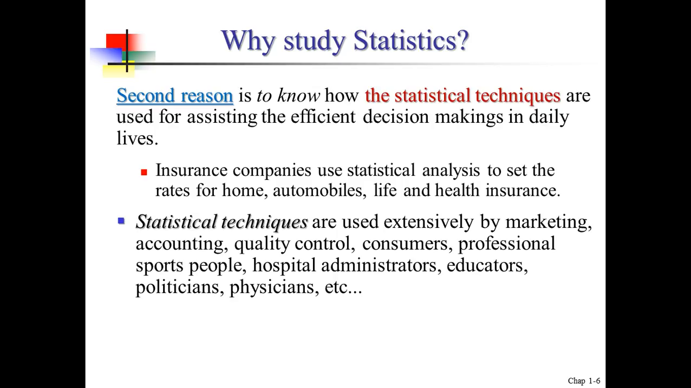Okay. For example, insurance companies use statistical analysis to set the rates for home, automobile, life and health insurance. So without statistics, an insurance company might charge a wrong premium to its customers or clients. For example, if I have a home and I want to buy insurance for my home, how much do I pay per month to the insurance company?